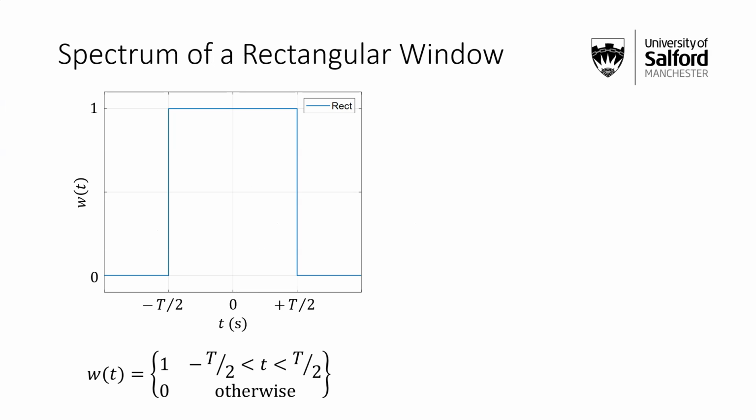Well, our window function was this. It's something that just pops up to 1 between values minus big T over 2 and plus big T over 2, and it's 0 otherwise. Sometimes it gets called a top hat or a boxcar function, or a rectangular window as I've called it here. And the Fourier transform is just the integral of that. That's just plugging in the Fourier transform definition. Of course, you can actually limit those integration limits to minus T over 2 to plus T over 2. And this is quite an easy integral to do. It's one that you might like to try yourself. And the result is well known.